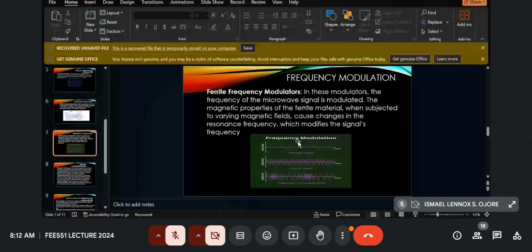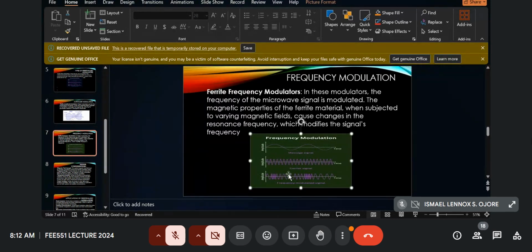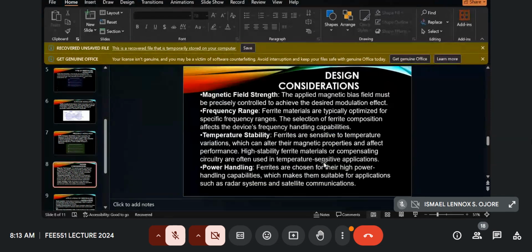The next form of modulation is the frequency modulation, with ferrite frequency modulators. In this modulation, the frequency of the microwave is modulated such that the magnetic properties of the ferrite material are subjected to a varying magnetic field. They cause changes in the resonance frequency, which modifies the signal's frequency. We can see the response of the frequency in the different types of signal here. It is the usual frequency modulation, but based on the ferrites.